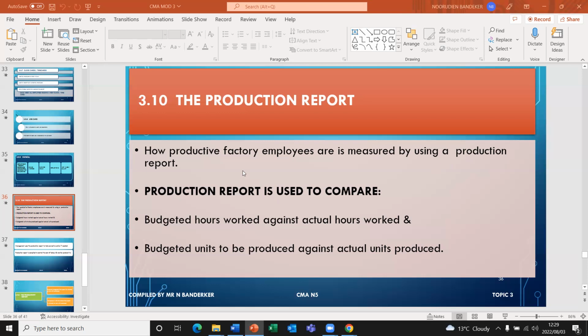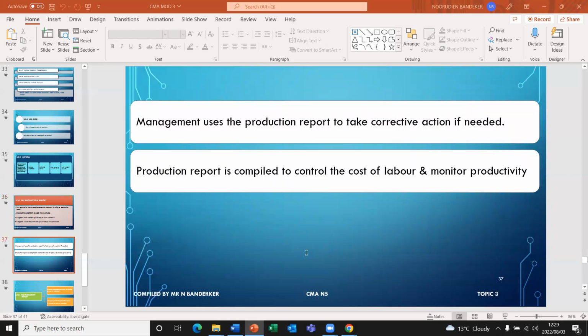Now, what goes in the production report is used to compare budgeted hours worked against the actual hours worked and the budgeted units to be produced against the actual units produced. Now, the production report is basically used to monitor employees and also to see what is working well for the organization and where corrective action is needed. So management looks at that. They're not just there to highlight mistakes or unproductive employees. It's also to see what works well and how the resources are used. It's also compiled to control the cost of labor and monitor productivity, like I said.